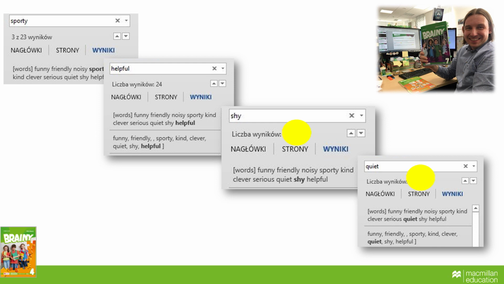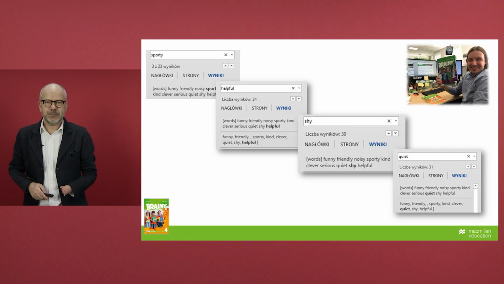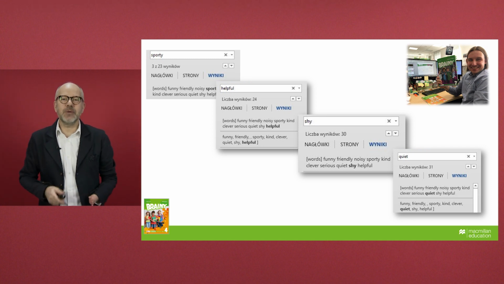And fasten your seatbelts, it's getting better. The word shy appears as many as 30 times in Unit 2 only. And finally, the winner for this vocabulary set anyway, the word quiet, whose spelling is the most difficult, for instance, appears as many as 31 times. What does it show? It shows that someone is being really, really serious here. This is for 4th graders.